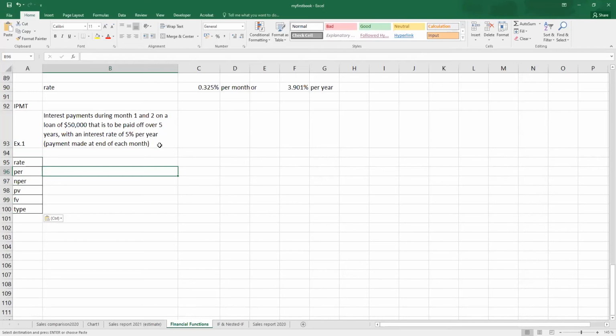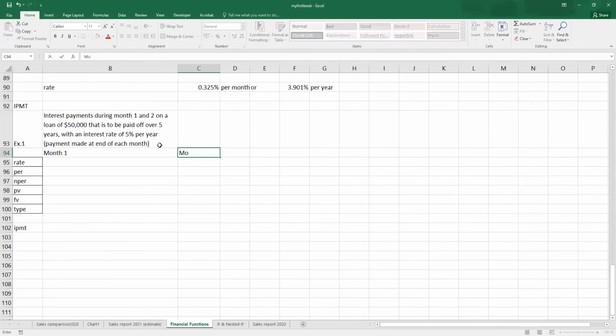The text in the example here says that you are asked to find the interest payments, so I have to formulate the arguments for the IPMT function. During month 1 and month 2, month 1 and month 2 should be per. Per is 1 and per is 2, so I just put it as a table like this, month 1 and month 2.